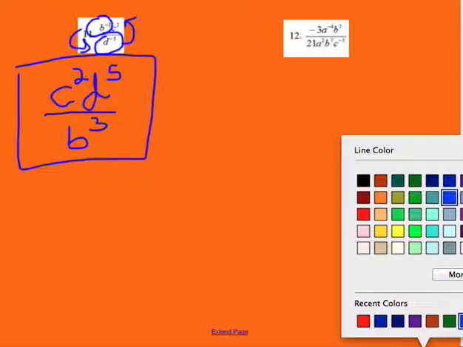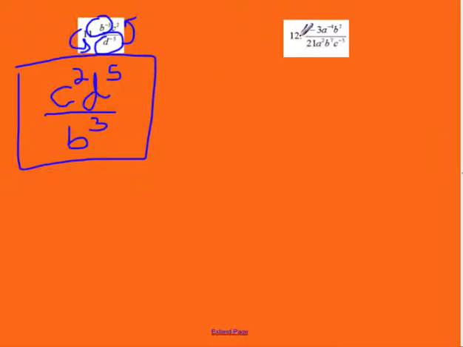Let's take a look at number 12. So for number 12, first thing I want to do is I want to reduce this fraction. Now this can look really overwhelming, so I'm just going to take it piece by piece by piece. Well, negative 3 over 21. Both negative 3 and 21 are divisible by 3. Negative 3 divided by 3 is negative 1. 21 divided by 3 is 7. So now I've reduced that fraction.